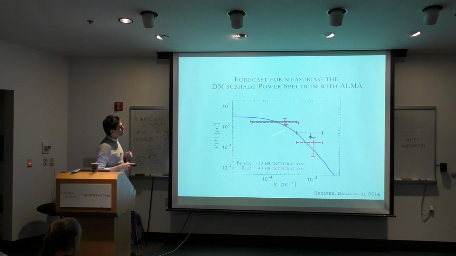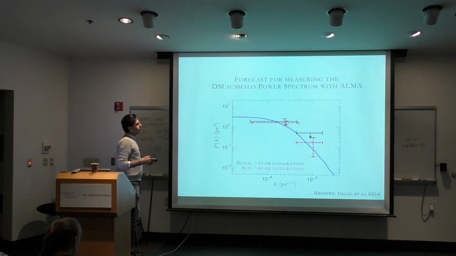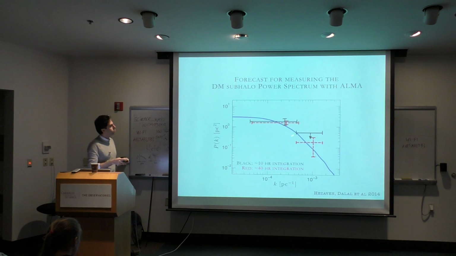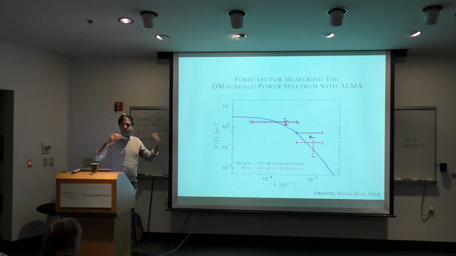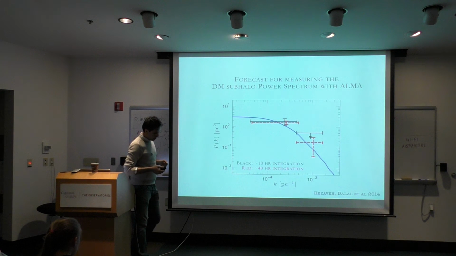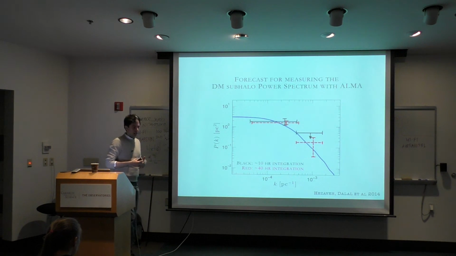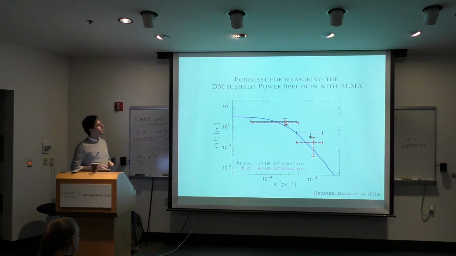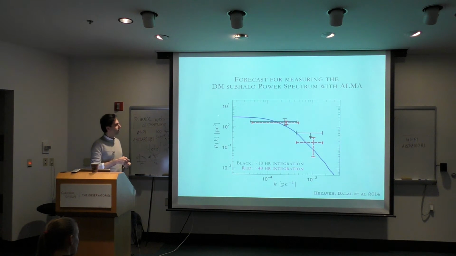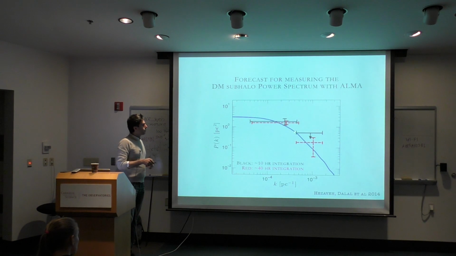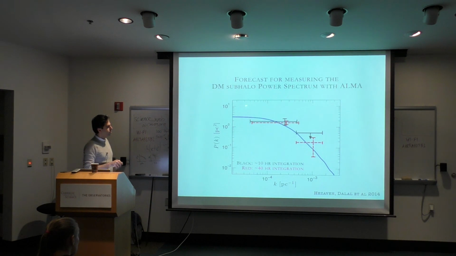The black is showing what a 10-hour-long integration would do. With that, in a single source, so this is a single system, we can measure basically a normalization. If we bin it into 2 bins, we can measure a normalization for the power spectrum, basically giving us some handle on the cumulative abundance of these lower mass subhalos. But we wouldn't be able to really measure the shape, because the signal drops quite a lot here.